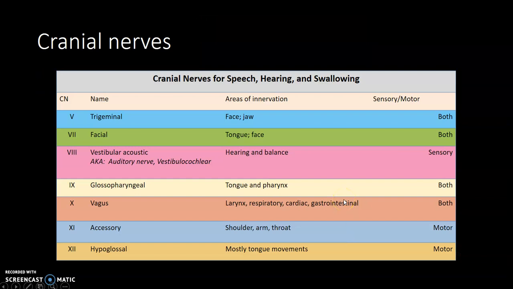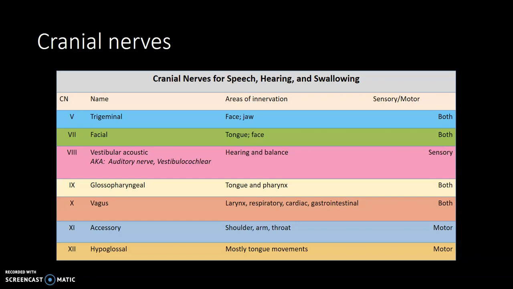So this is breaking it down into just the 7 that we're going to focus on for this class. And I want you to keep in mind that these are just the overarching roles of these nerves. We're really going to break it down when we get into our future lectures for articulation and voicing and resonation and swallowing. But for now, it's just familiarizing you with the terms.